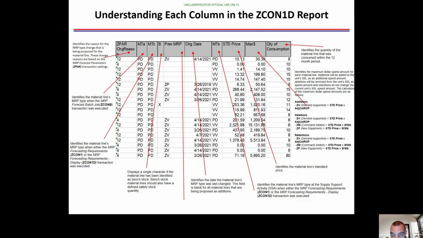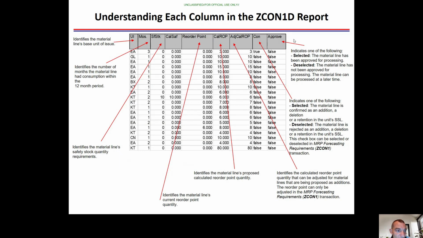So you get the picture. As for your deletions, your retentions is going to be your standard price times your adjusted calculated reorder point. So going into the rest of the columns, UI is pretty self-explanatory. That's the basic unit of issue.